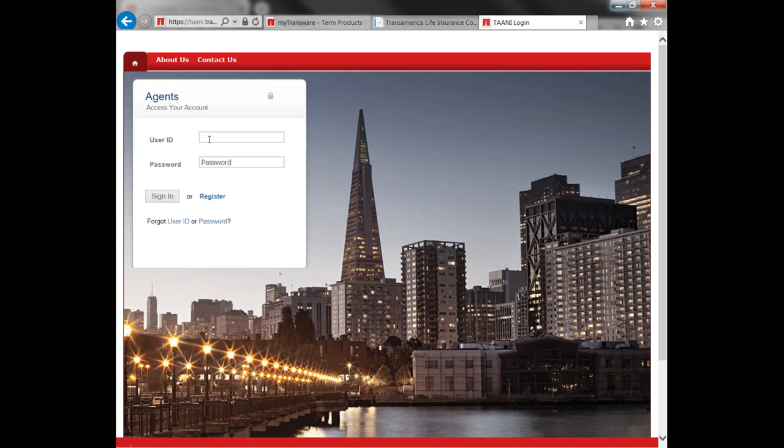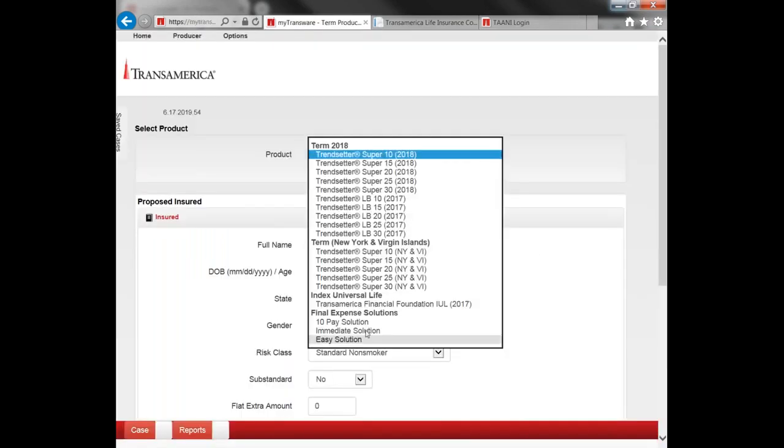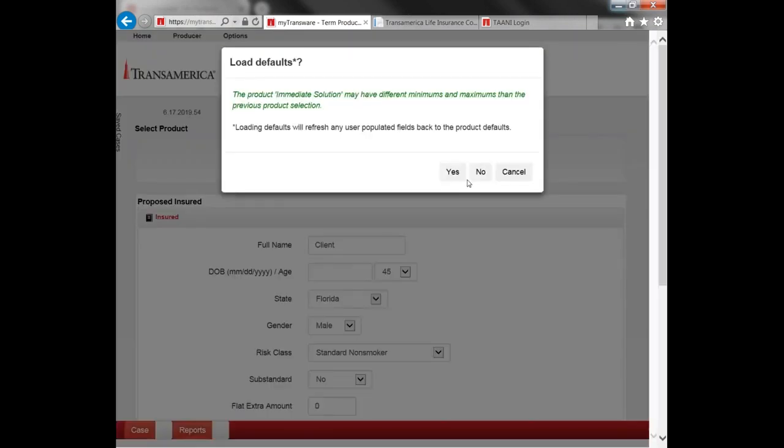You'd simply log into this website, sign in, and then you have access to your applications and your final expense applications as well. And when you have access, you also have access to the software. In this software, I'm going to go down to the final expense products that we have available here.